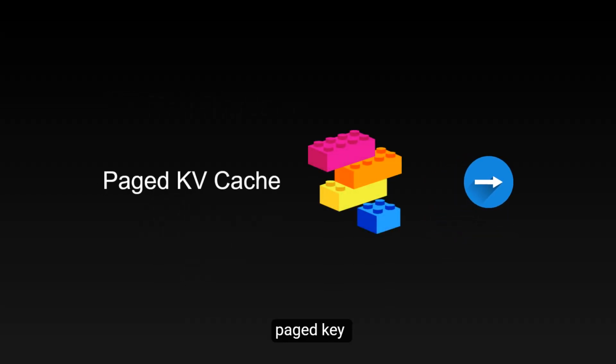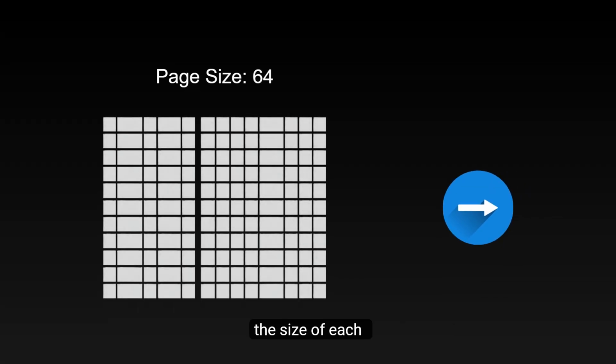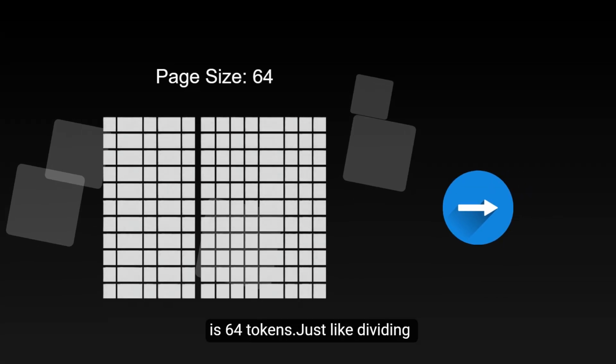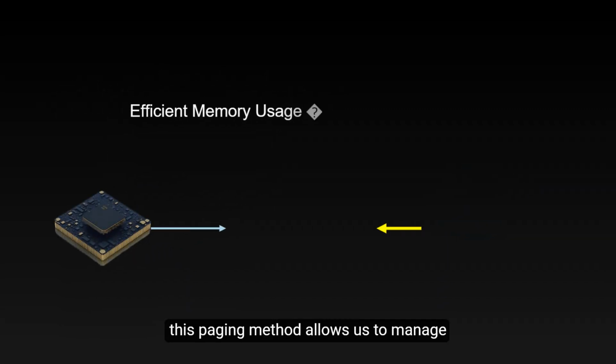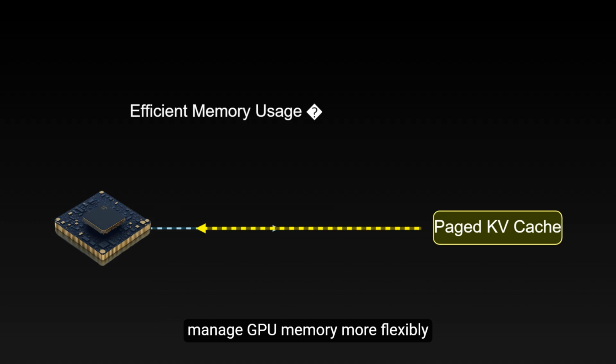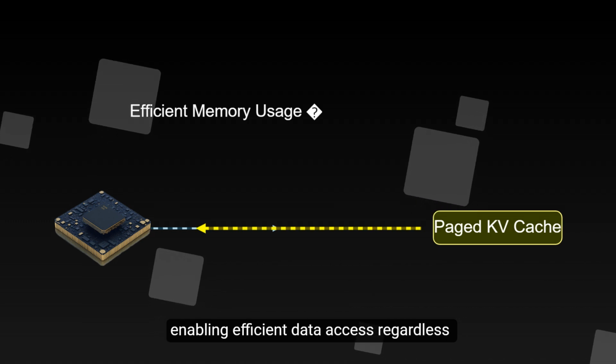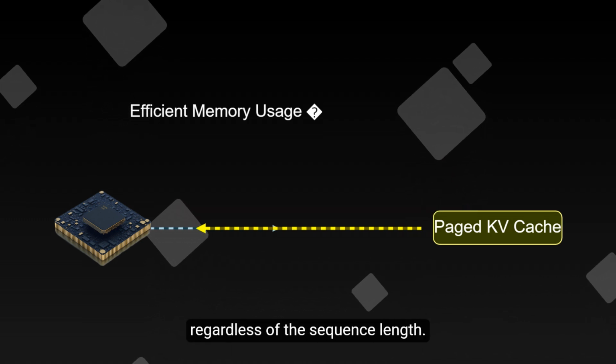lengths. To solve this problem, FlashMLA employs a clever design, paged key-value cache. In this design, the size of each page is 64 tokens. Just like dividing a thick book into multiple booklets, this paging method allows us to manage GPU memory more flexibly, enabling efficient data access regardless of the sequence length.